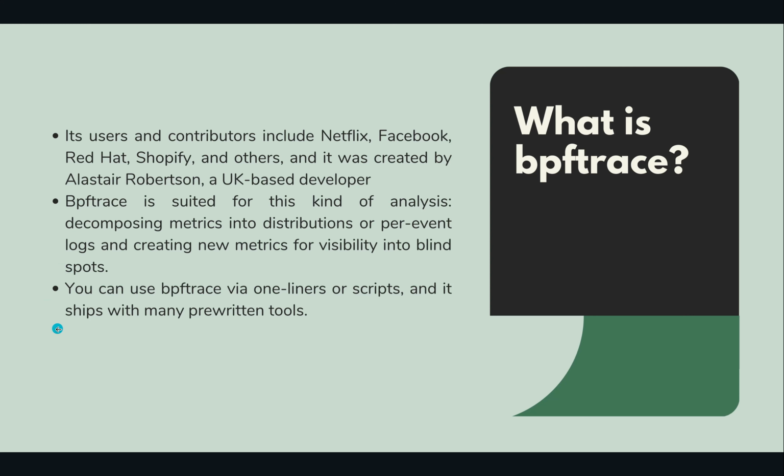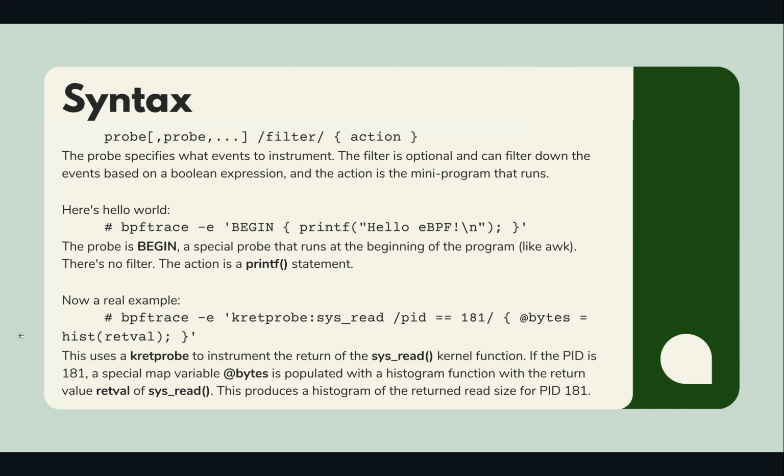And you can use Bpftrace via one-liners from the terminal, or you can create a script and trigger it using the bpftrace command. So here's the syntax. Normally with Bpftrace, you attach a probe, then you can give a filter and an action. What is a probe? A probe specifies what type of events to instrument. There are multiple probes, for example, kprobe, tracepoints, uprobe. There are multiple things. I'll show you in the next slides. But by attaching a probe to a function, you can specify the action of what kind of thing you want to do.